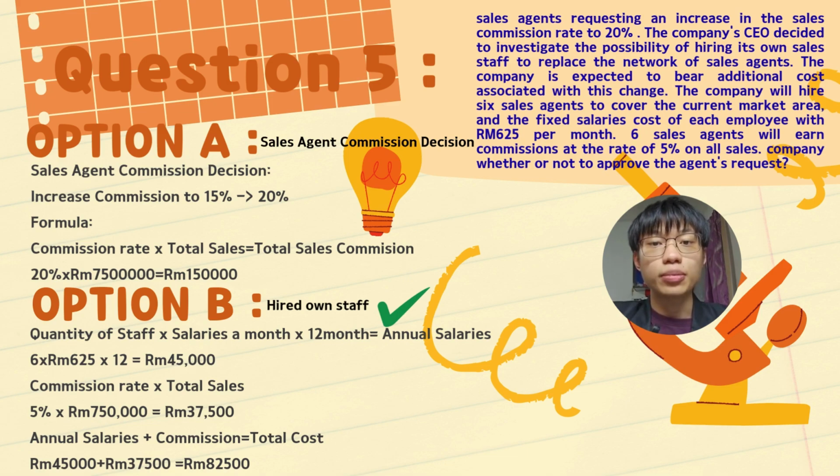Under option B, the company plans to replace the external sales agent with one in-house staff. His fixed salary is RM625 per month, resulting in total annual fixed salaries of RM45,000. In addition, the company pays 5% commission on total sales, which amounts to RM37,500. Therefore, the total sales cost under this option is RM82,500. This cost is significantly lower than the RM150,000 commission under option A, resulting in a cost saving of RM60,500 per year. Hence, hiring in-house staff is more cost efficient and financially profitable.